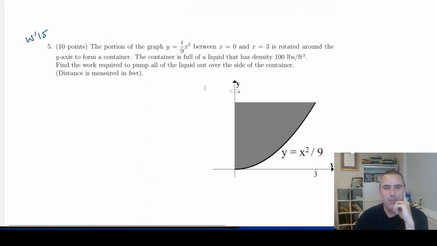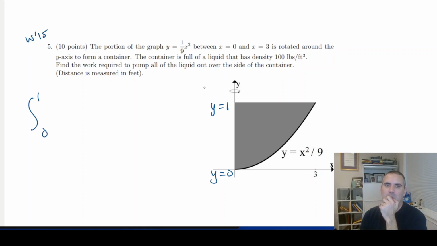Here's another one, pumping. How does this one go? So once you start to get the feel for these, they start to hum along. Here you don't get a choice of how to label things because it's already labeled for you. X goes to 3, and if X goes to 3, that means Y is 1. I just plugged it in to figure it out. So it's the integral from 0 to 1. It's full of a container. How much work to pump it all up over the side?